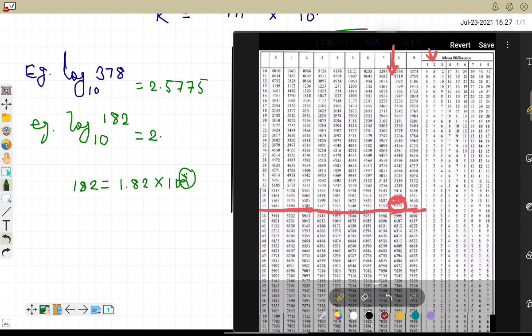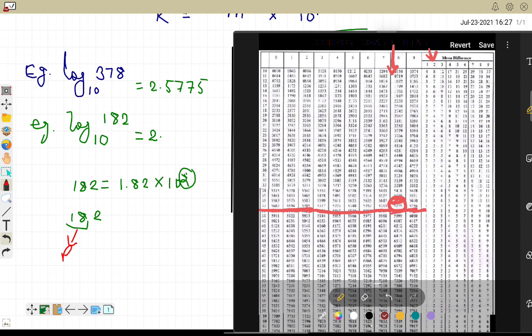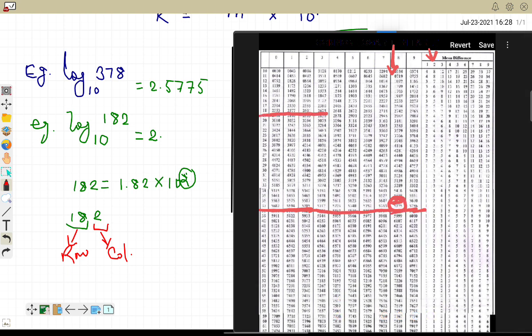Next we need to find the Mantissa part of 182. We can find the Mantissa of 182 using the log table. For 182, what we need to do, first these two numbers are valid for rows. I already discussed, these two numbers are valid for the row, and this third one is valid for the column. So check the 18th row. So where is the 18th row? This one is the 18th row, above this line.